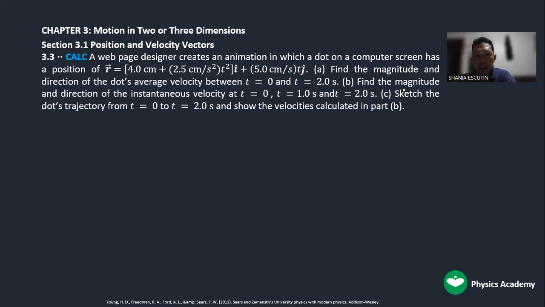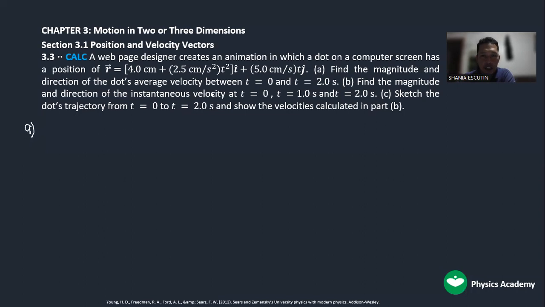For letter B, find the magnitude and the direction of the instantaneous velocity at t equals 0, t equals 1.0 seconds, and t equals 2.0 seconds. For letter C, sketch the trajectory from t equals 0 to t equals 2.0 seconds and show the velocities calculated in part B. So here, let's answer first letter A.